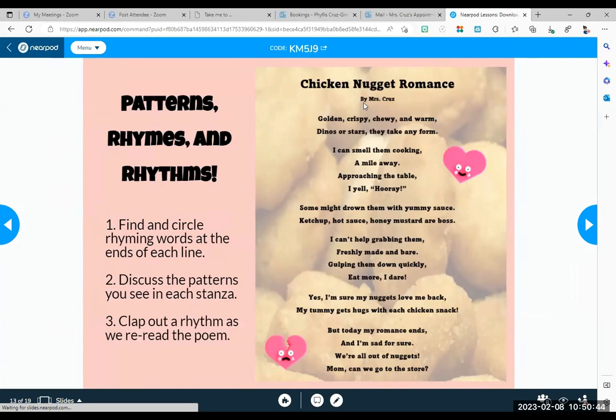Chicken Nugget Romance by Mrs. Cruz. Golden, crispy, chewy, and warm. Dinos or stars, they take any form. I can smell them cooking a mile away. Approaching the table, I yell, hooray! Some might drown them with yummy sauce, ketchup, hot sauce, honey mustard, or boss. I can't help grabbing them, freshly made and bare, gulping them down quickly. Eat more, I dare. Yes, I'm sure my nuggets love me back. My tummy gets hugs with each chicken snack.